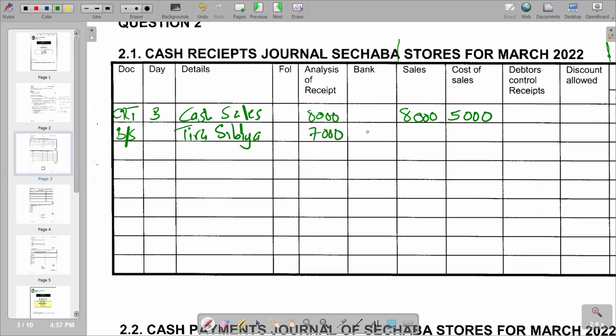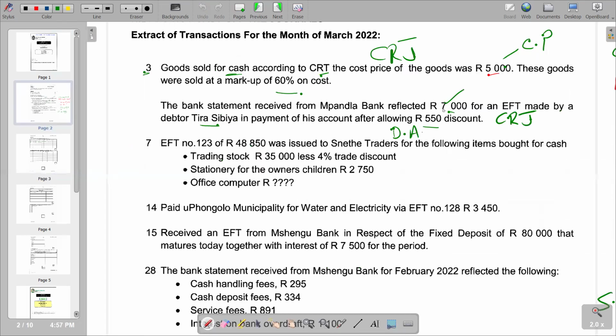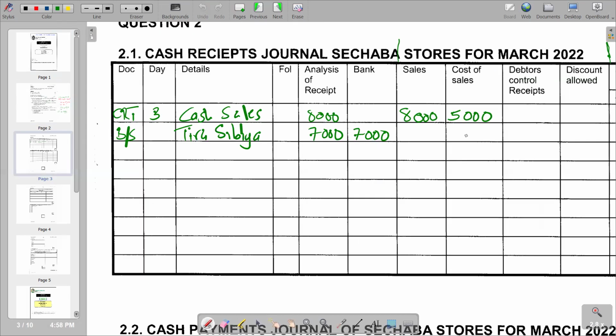And you see that this 7,000 is also supposed to come under bank. So if you refer back there, you see that the statement reflected 7,000 rands for an EFT made by debtor Tira Simia in payment of his account after allowing 550 rands discount. Which means this 7,000, the discount was already allowed. So that's why we didn't subtract our 550 from our 7,000. So basically that's what we have. And then on the next column, we are seeing that we also have a column for discount allowed, which we have as 550.